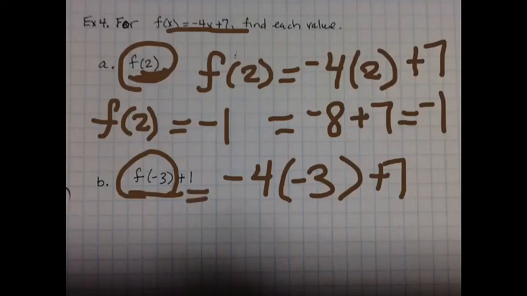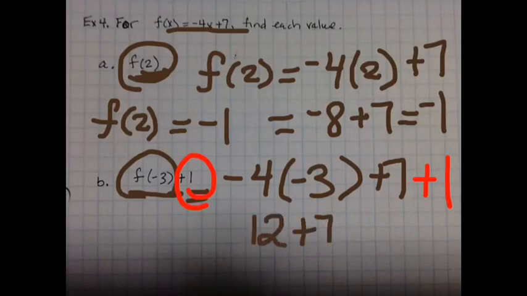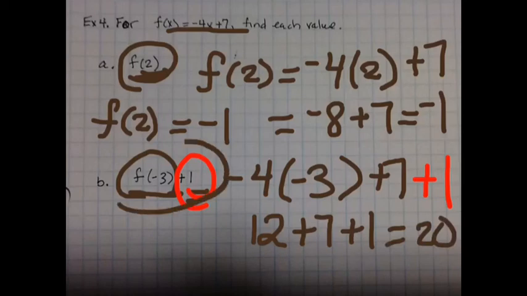And then I've got this 1 to add on. Let me actually circle that in red. I'm going to add this 1 on because that's the additional part they asked me to do. So negative 4 times negative 3 is going to give me a positive 12 plus 7 plus 1. When I add all of that together, I get 20. So this is equal to 20.